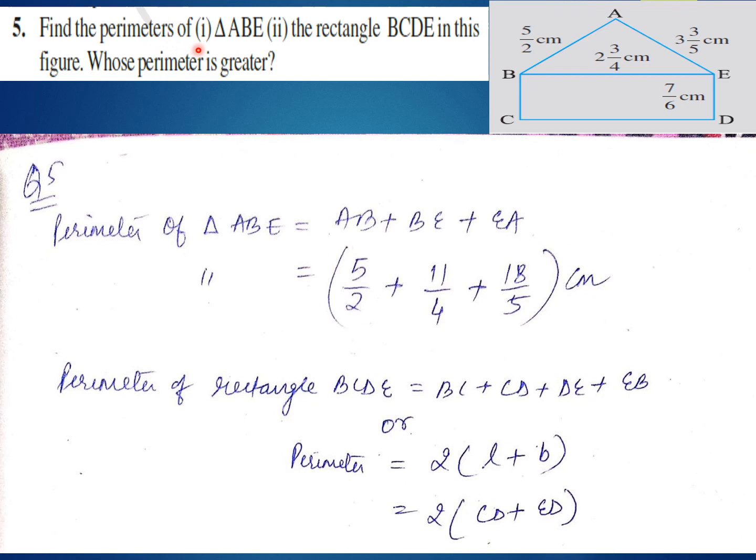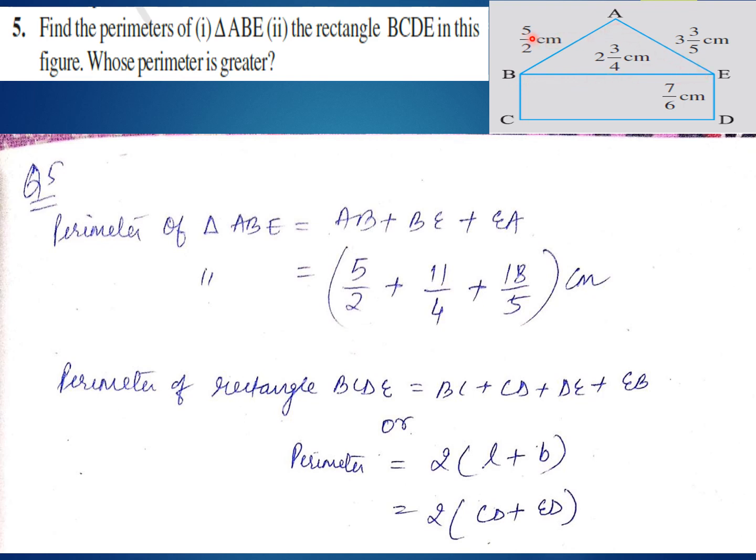Now, question 5. Find the perimeter of first triangle ABE, that is this triangle ABE, and second is rectangle BCDE in the figure. So you can see this is a combination of figures, one triangle and one rectangle. I told you in the previous question, perimeter is simply the sum of all sides. So first of all, if someone says what is the perimeter of triangle ABE, you can write like this: it is equal to AB, as it is the one side, plus BE second side, plus EA third side.